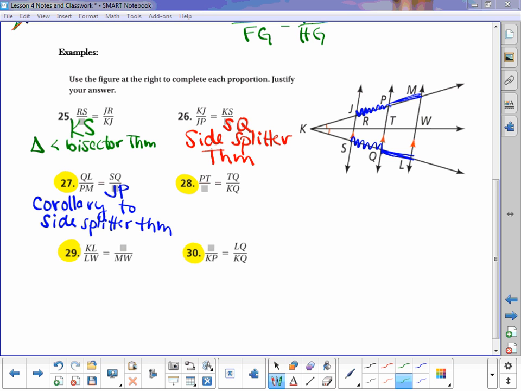Alright, number 28, what do we get for our box there? KP. Do we agree? Yes. So KP. Now we have PT to KP. Once you're comparing a piece of one side to the entire side, it's probably going to be triangle angle bisector, but let's double check. So PT to KP, and then TQ to KQ. Notice this makes that triangle. We did not use parallel lines. We used the piece and the entire side. So this is triangle angle bisector.